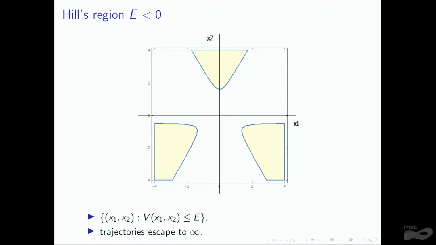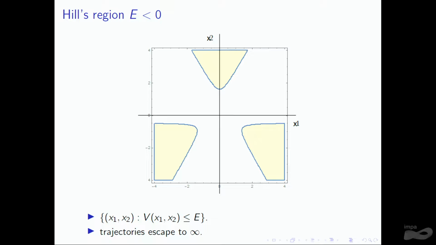So let me say something about the Hills region of this system. The Hills region is the projection of the energy level to the x1, x2 plane. So it coincides with the region, fixing an energy, of the points where the potential is less than or equal to the energy. Okay?